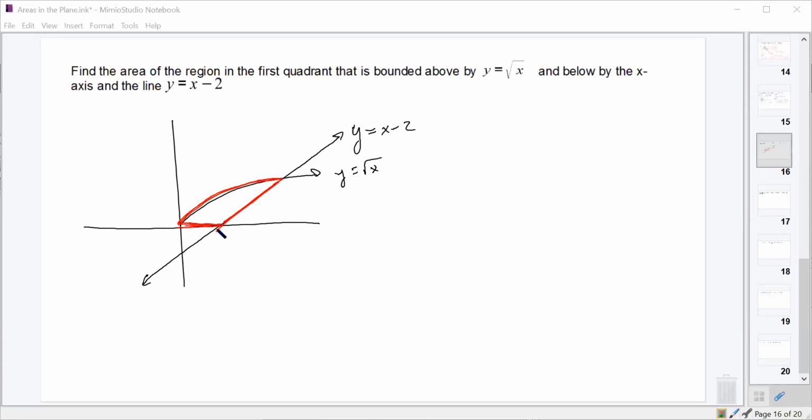Okay, so what we're going to do is find this value where we switch from one lower bound to the other lower bound. So we need to figure out when does y equals x minus 2 cross through the x-axis. Well, when does y equals x minus 2 cross through the x-axis? 2. When x equals 2.